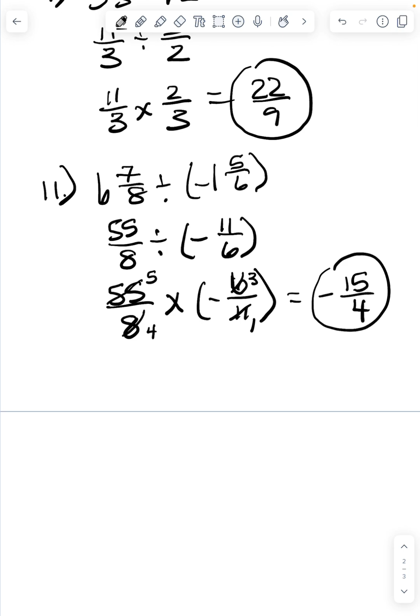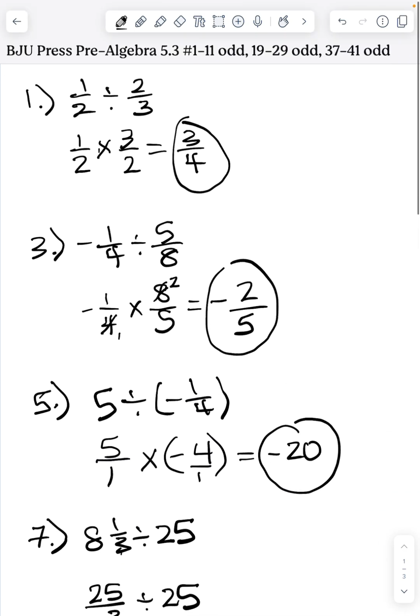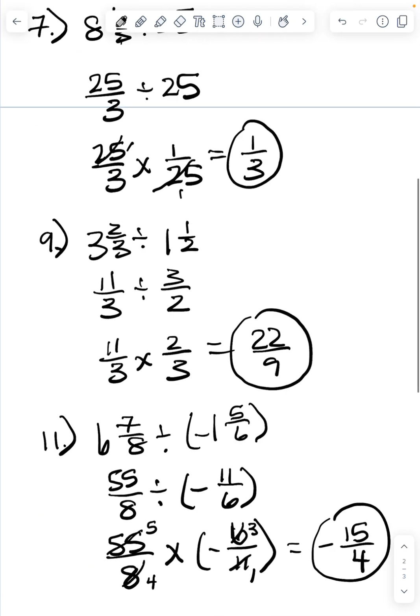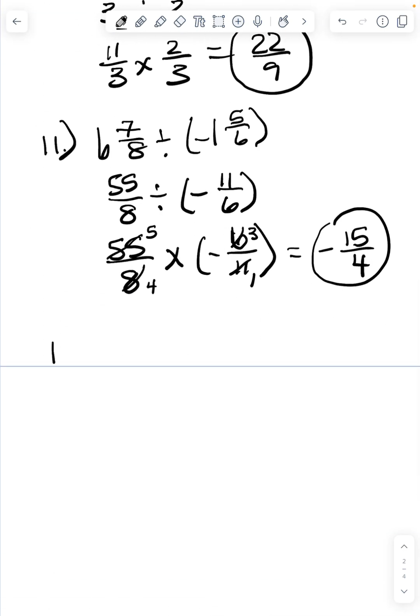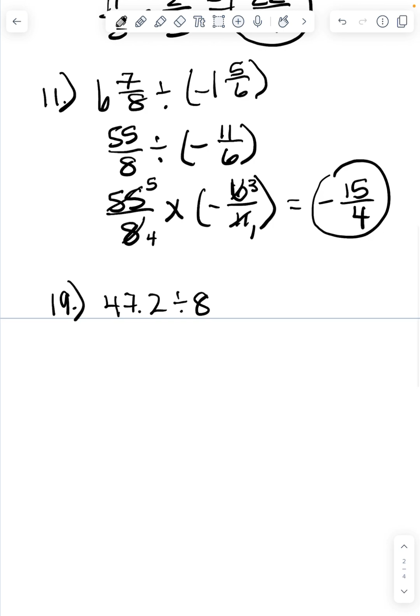Next one. What were the rest of my problems? Oh, I wrote them at the top. So 1 through 11 odd and 19 to 29 odd next. Number 19. Evaluate each quotient. So we're going to do 47.2 divided by 8. All right, let's set this up. 47.2, divide that by 8.